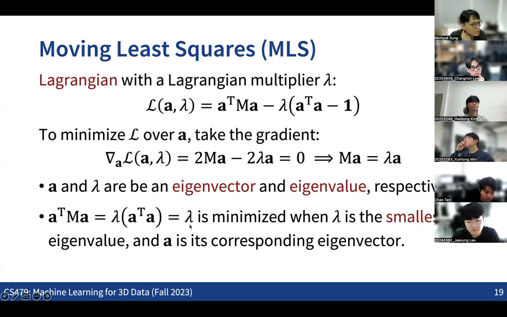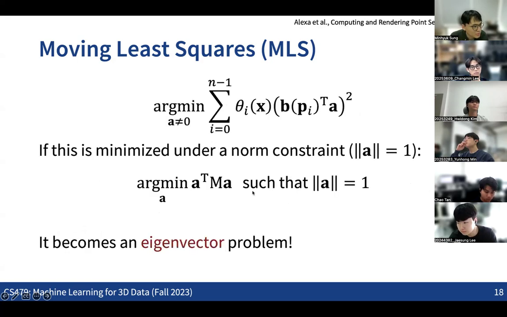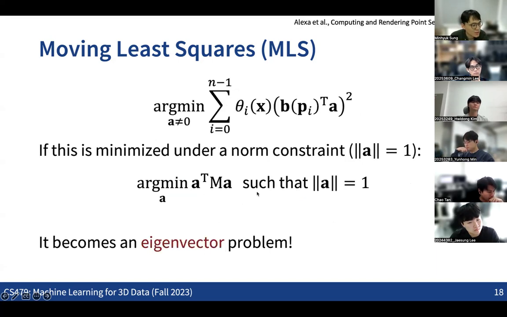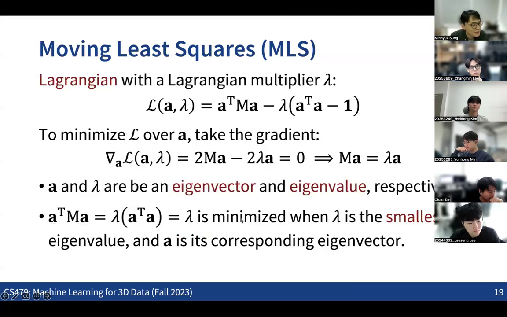Then we can see that the original problem becomes minimizing the lambda here. And we have seen that the lambda should be one of the eigenvalues. So this term is minimized when you choose the smallest eigenvalue for the lambda here. And when you choose the smallest eigenvalue for the lambda, we can see that the A also should be the corresponding eigenvector.